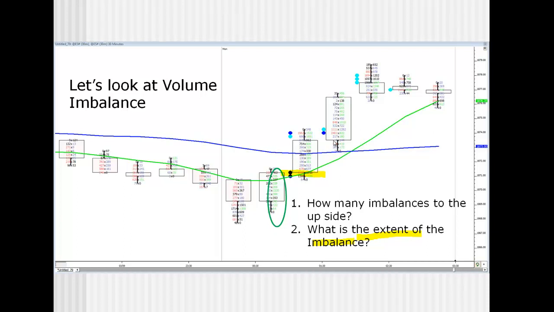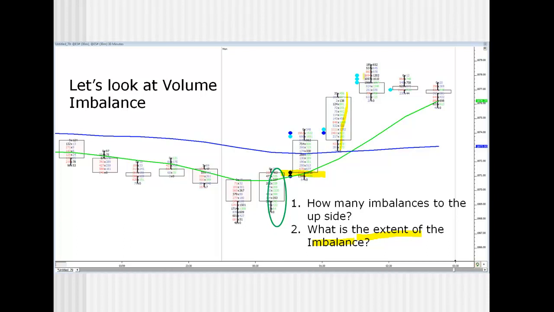Once again, I continue to see significant imbalance to the upside in this candle, and certainly we have more imbalances to the upside than we do. We have greens more so than we do reds. And we continue higher till we get to this area where we're starting to see some balance.